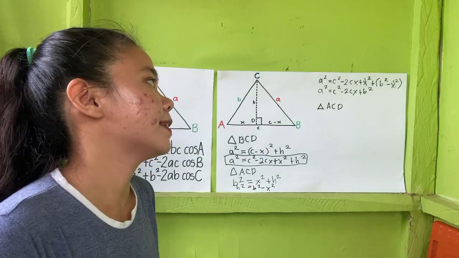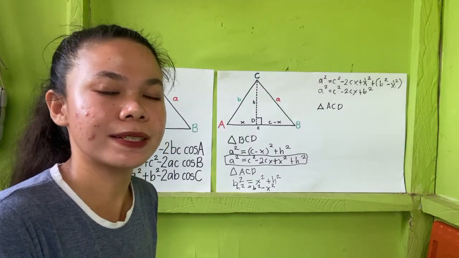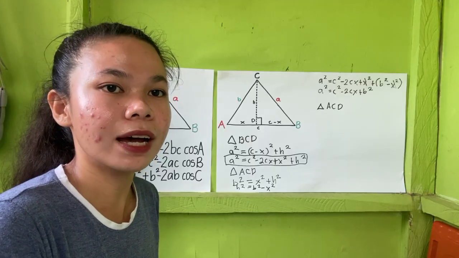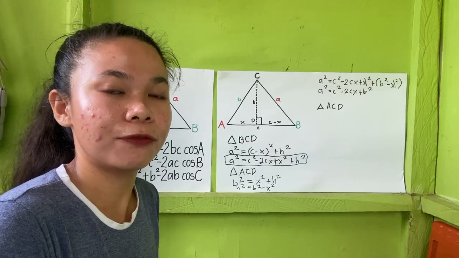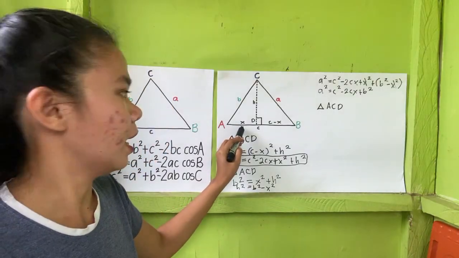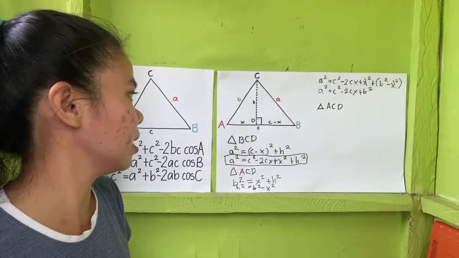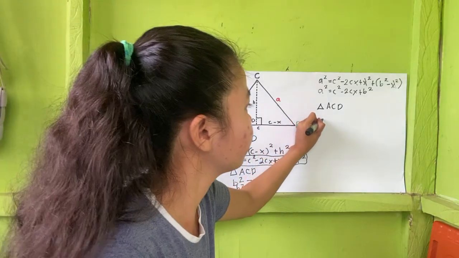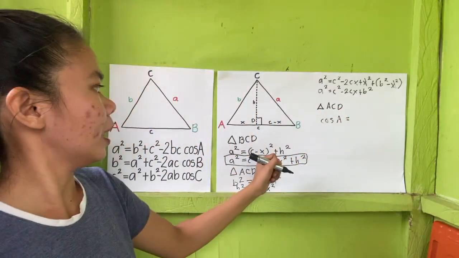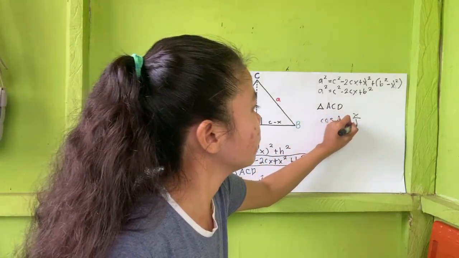So in triangle ACD, we can use SOHCAHTOA, specifically the CAH, which stands for cosine is equal to adjacent over hypotenuse, so that we can find the value of x, since we have here x, and this side is the adjacent and hypotenuse b. So we have here cosine A is equal to adjacent x over hypotenuse b.